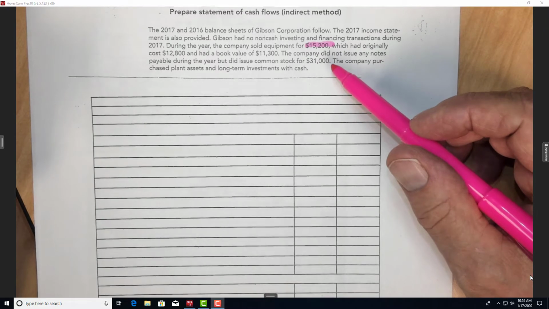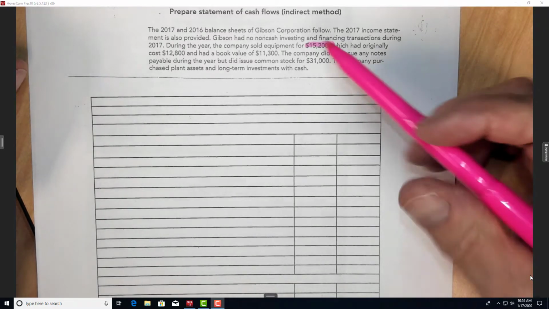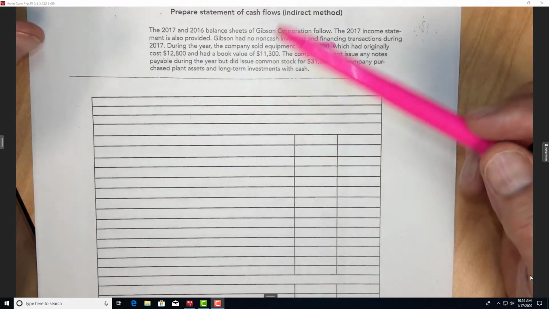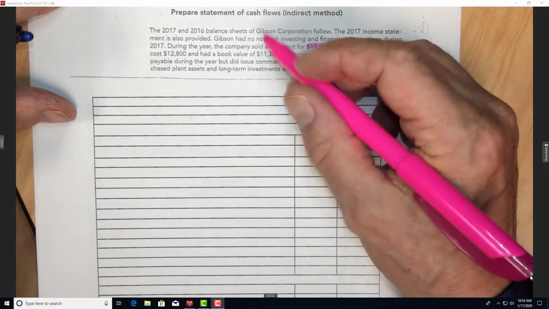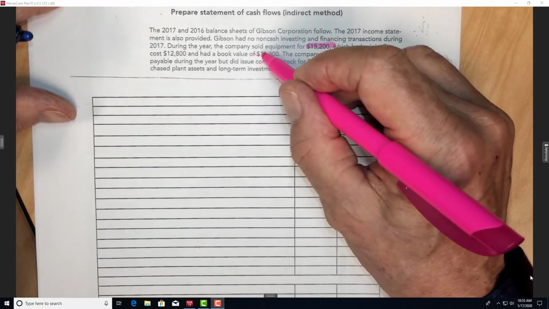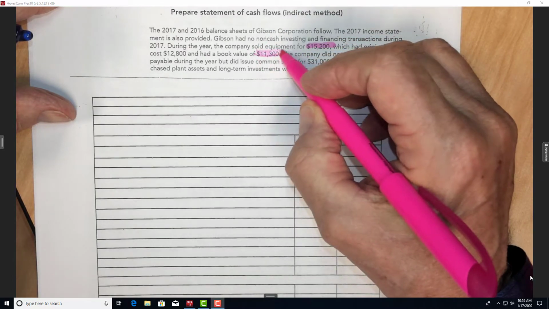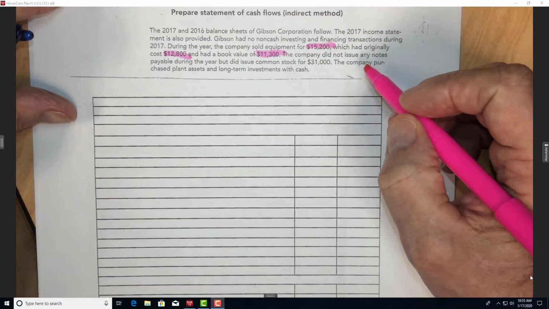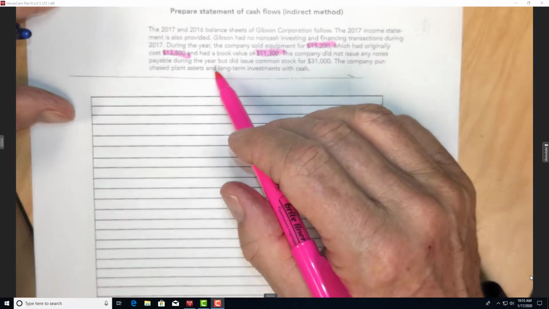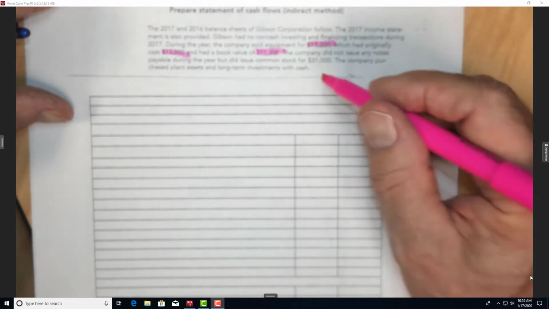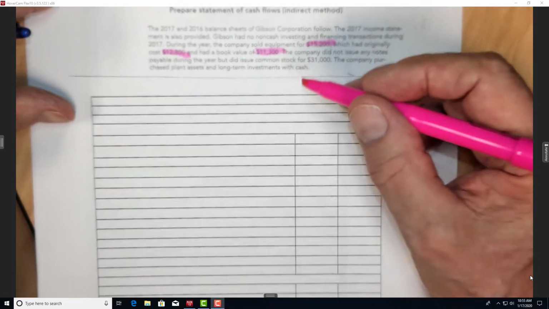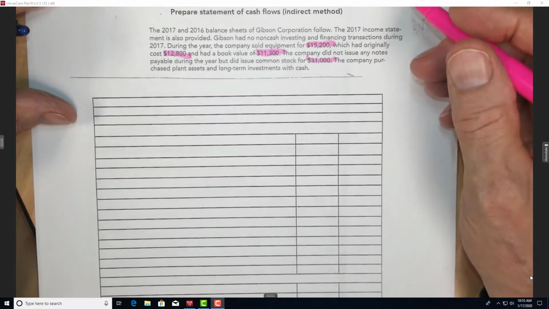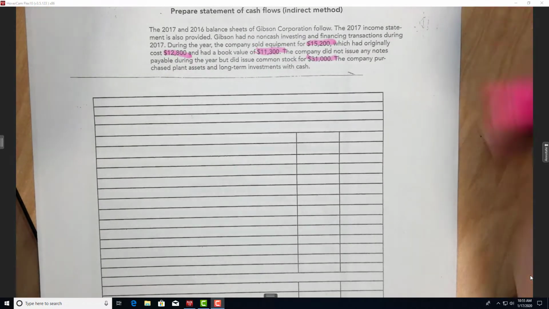The $15,200, which had originally cost $12,800, that's the equipment, and had a book value of $11,300 on its $12,800 original cost. The company did not have any notes payable during the year, but did issue common stock for $31,000. Okay, the company purchased plant assets and long-term investments with cash.